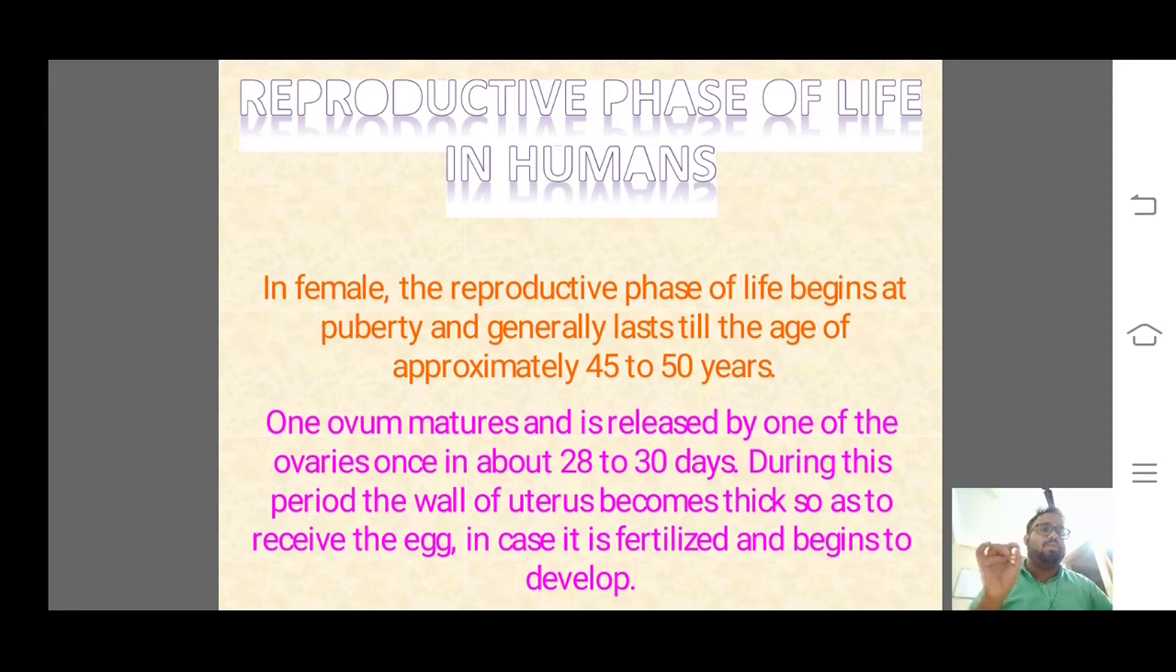During this period, when it is released, the wall of the uterus becomes thick so as to receive the egg. In case the egg is fertilized, it begins to develop. It will turn into pregnancy and then the baby will be born. But if it does not get fertilized, then it sheds off from the uterus along with some blood vessels, and hence bleeding occurs.